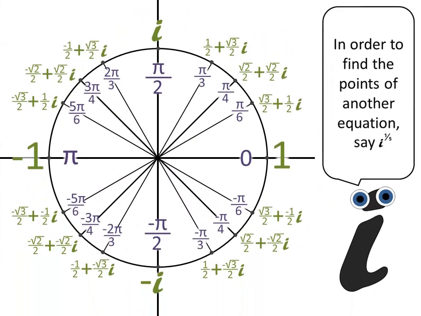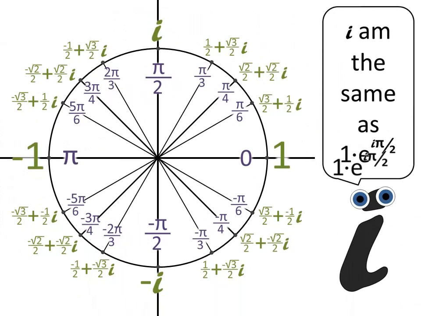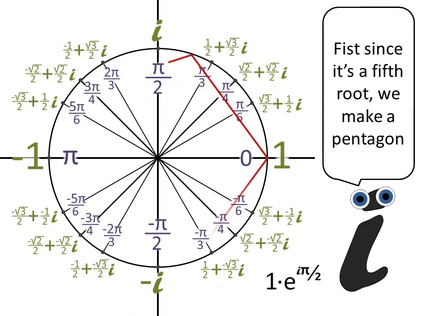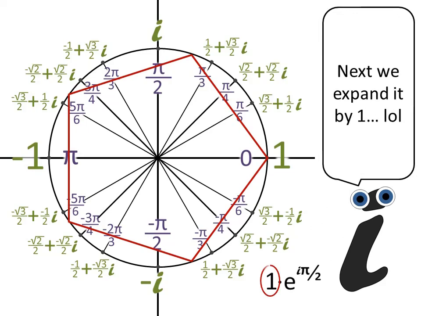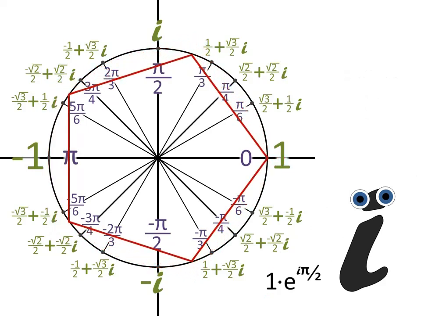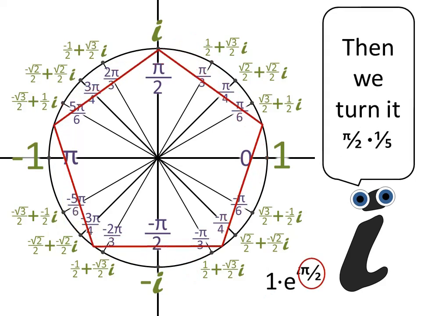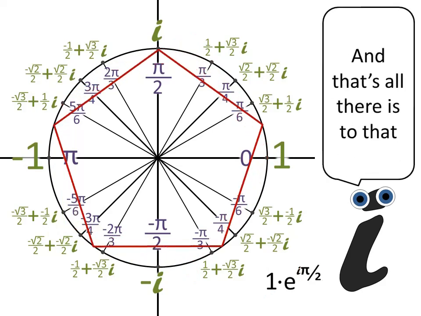Well, in order to find the points of another equation, say i to the 1/5, i is the same as 1 e to the iπ/2. First, since it's a fifth root, we make a pentagon. Next, we expand it by 1. Then we turn it π/2 times 1/5. And that's all there is to that.